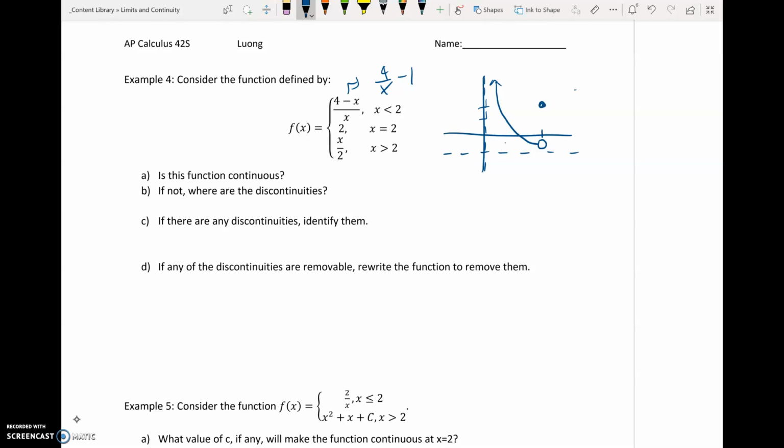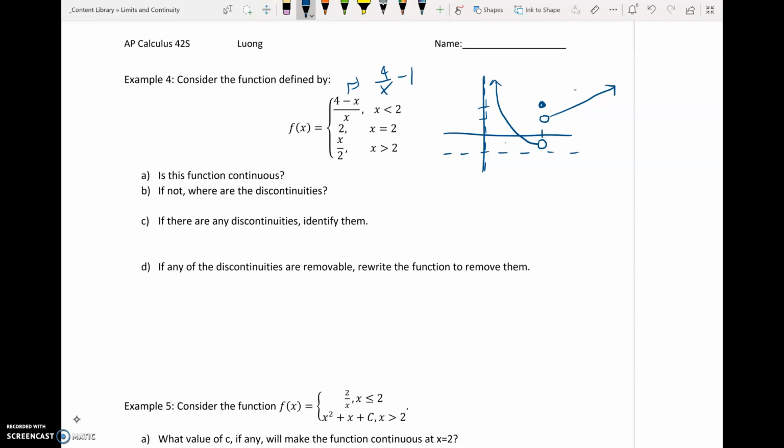And then lastly, we have x over 2. We're going to rise 1 and then go over 2. And again, rise 1 and go over 2. So you're going to have a linear graph that looks like that. So this is approximately what f of x looks like.